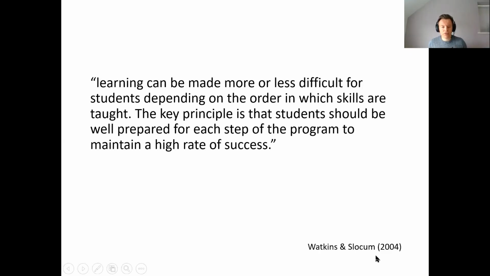So again, pause the video to read if you need to. But this time it's the second sentence I want to focus on. The key principle is that students should be well prepared for each step of the program to maintain a high rate of success. So as well as the sequencing, Engelman's talking about the idea that actually it's the preparedness to move on to the next step that's also just as important.